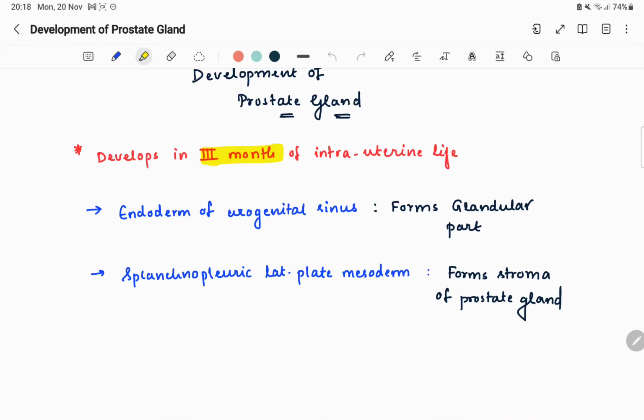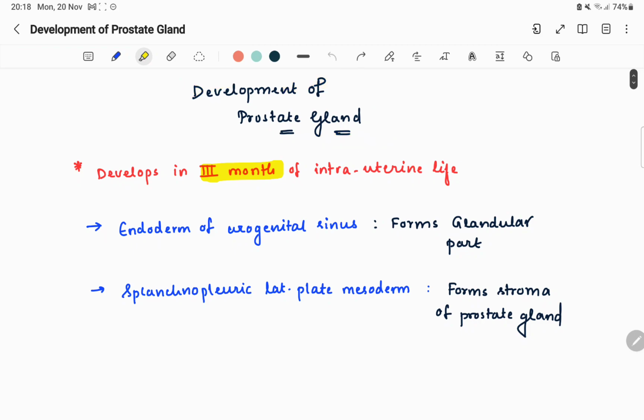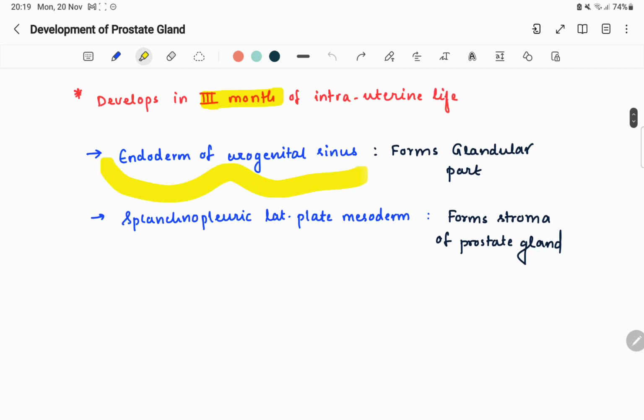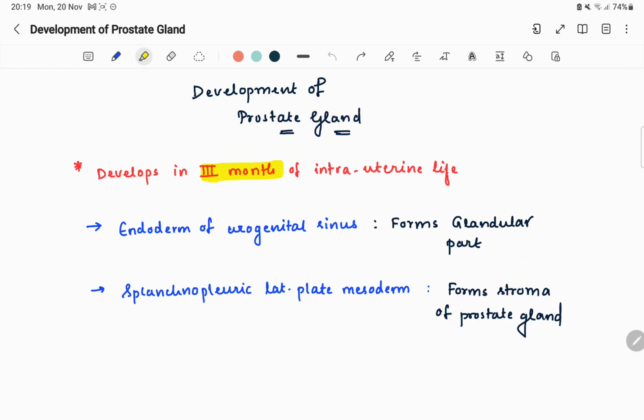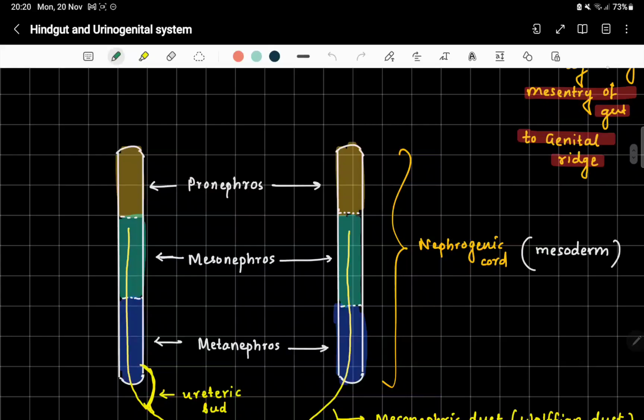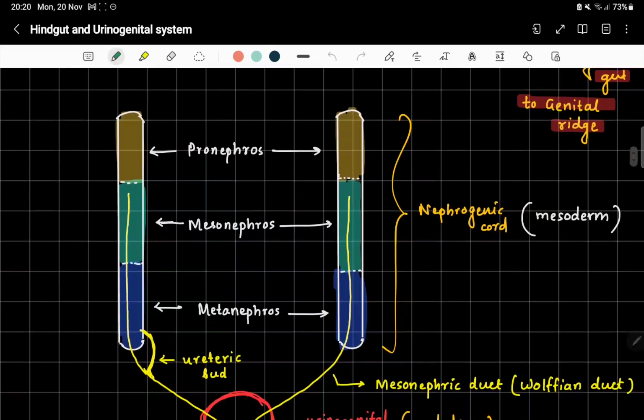So we have some embryological discussions to do, then we'll finish up the pelvis part, okay. Development of the prostate gland: it develops in the third month of intrauterine life. The endoderm of the urogenital sinus gives rise to the glandular part, and the splanchnopubic lateral plate mesoderm forms the stroma of the prostate gland. So you can include this development in your answer when you are writing the long question on the prostate gland, okay. That's all.